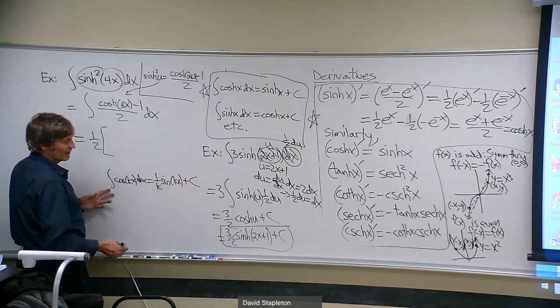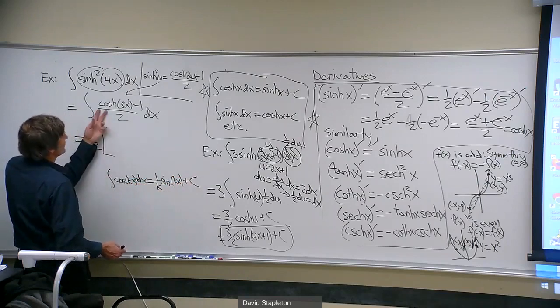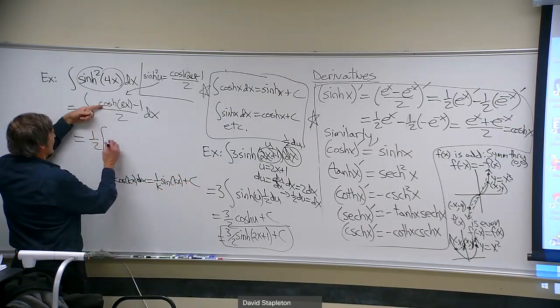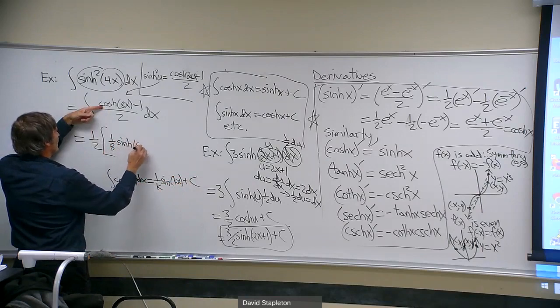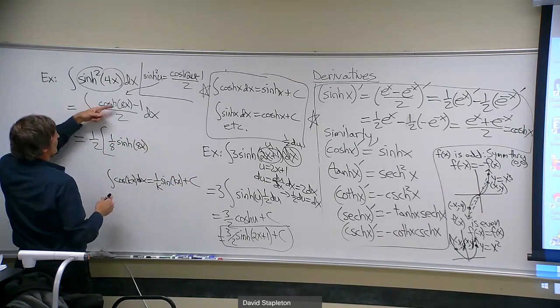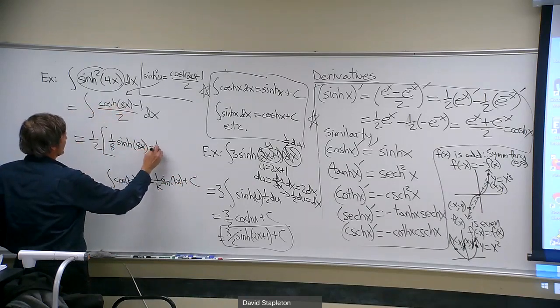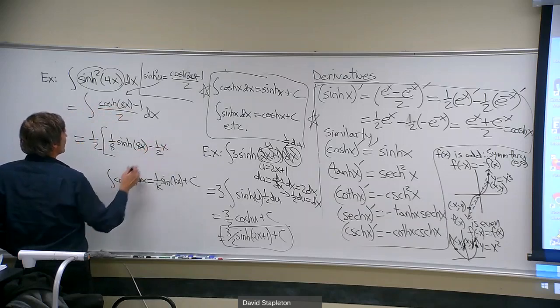We need this so often that we memorize it. Exactly the same thing here. If I want to integrate cosh 8x, I get 1/8 sinh 8x. And then if I want to integrate minus a half, I just get minus a half x. There it is.